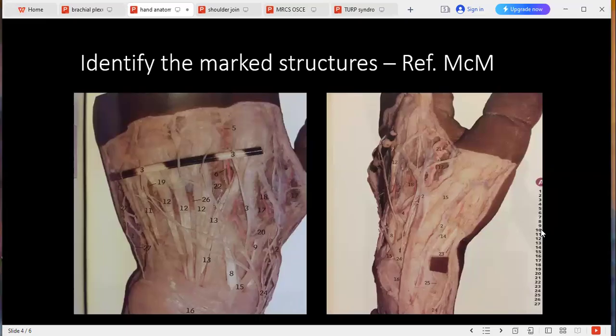What is the significance of the anatomical snuff box? Why should you know about it? There is a possibility of a scaphoid fracture, and tenderness is generally present in this area. We can clinically assess whether there is an injury to the scaphoid bone or not; you can rule it out clinically by checking for tenderness in the anatomical snuff box. Yes, very good.